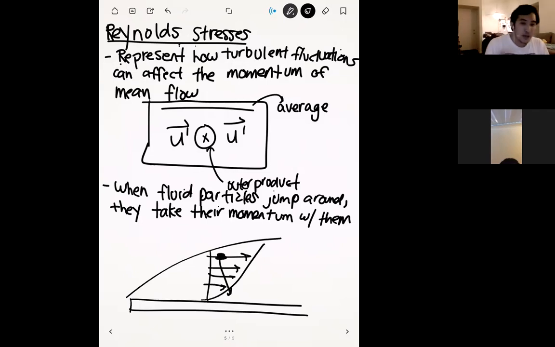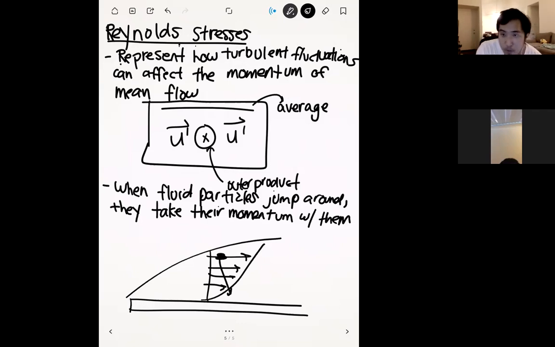And so by jumping from one layer to the other, this particle is going from a region of high momentum to a region of low momentum. Because of that, the high momentum is going to mix with the low momentum, and you have this mixing of momentum. The net effect of this is that you have an external force, and that force is characterized by the Reynolds stresses.